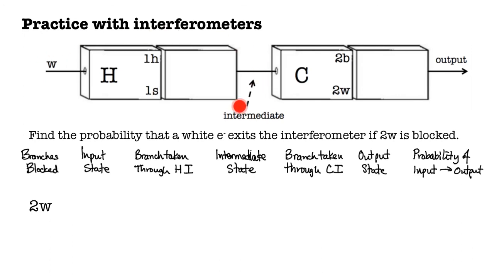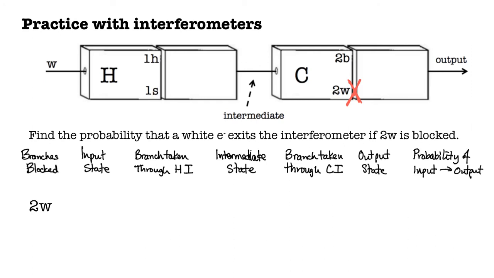We have a hardness interferometer followed by a color interferometer, and we're shooting one single white electron into this device, but we are blocking branch 2W. So I'm going to put an X here, meaning that that path is blocked.